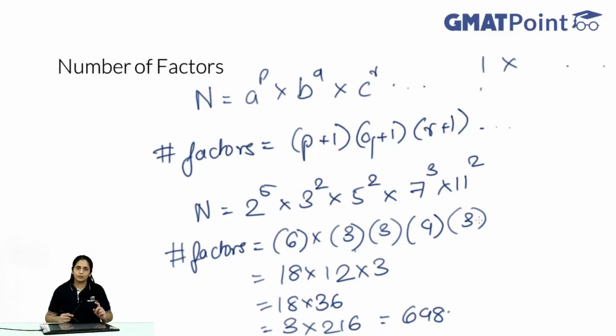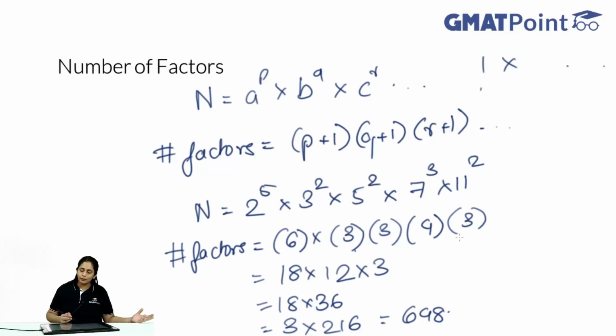Add 1 to each index and take the product of all of those index plus 1 values to get the final value. So if this is 2 raised to 5, you have to take 5 plus 1, that is 6. 2 plus 1, that is 3. 2 plus 1, that is 3. So 6 into 3 into 3 into 4 into 3, and take all of that product to get the final value, which is 648. So always remember, in these kind of questions, you have to use the formula.